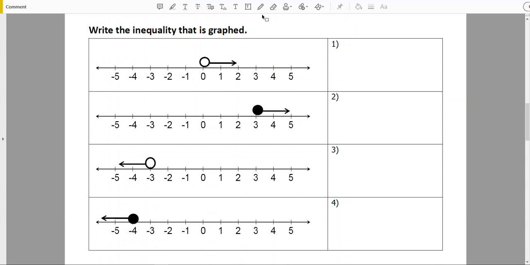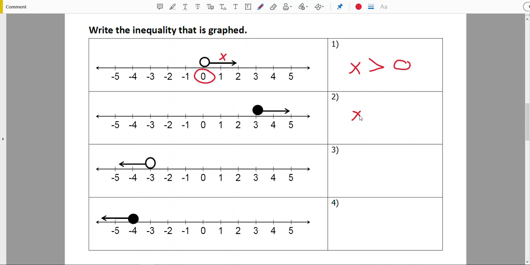So for these problems, we're going to want to start with a variable. And I'm going to use the variable x. So x is, and we have to decide, well, the arrow is x. So x is greater than, it's not shaded, so it's not equal to, and the number it lies on is 0. So x is greater than 0.